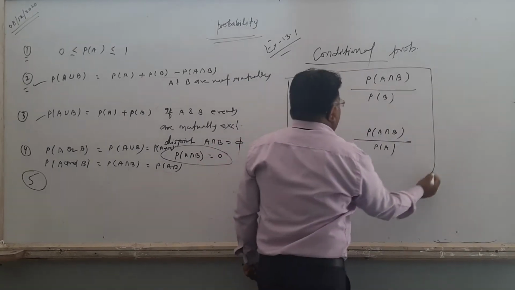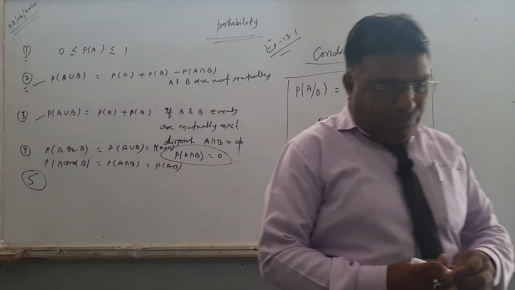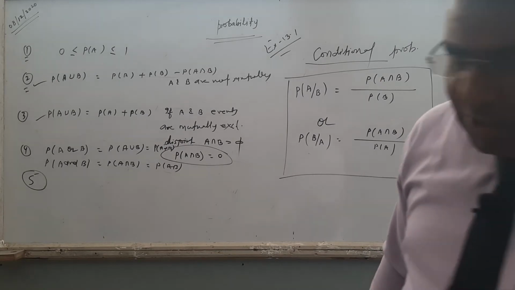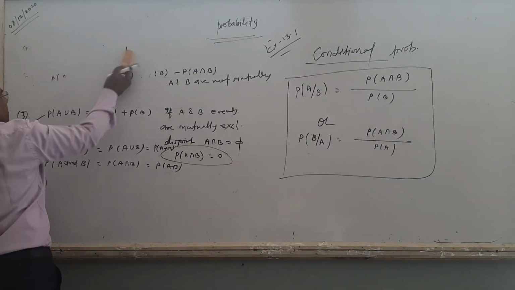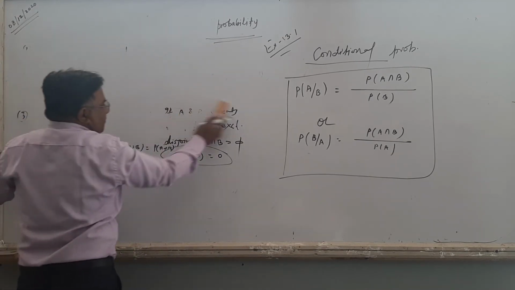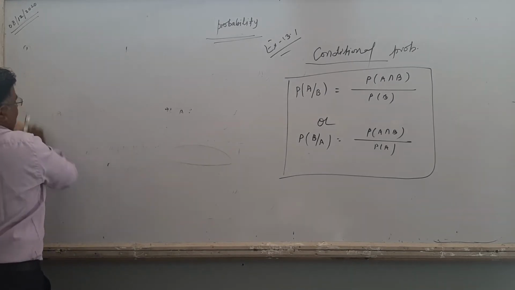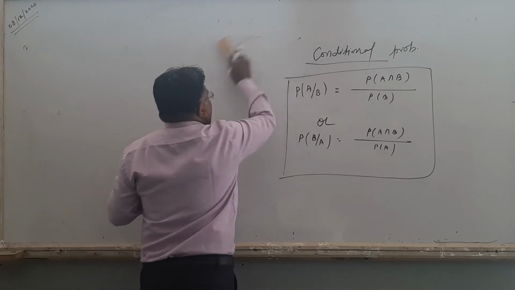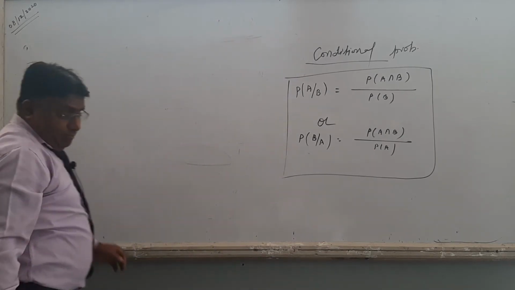Exercise 13.1 depends on this formula. Now the question number first. Given E and F are events, P of E is given, P of F is given, P of E intersection F is given, and now find P of E by F. So in exercise 13.1, questions 1 to 5, everything is directly given, right? Find P of E by F, and we have to find P of F by E.